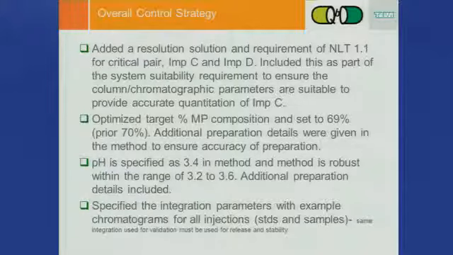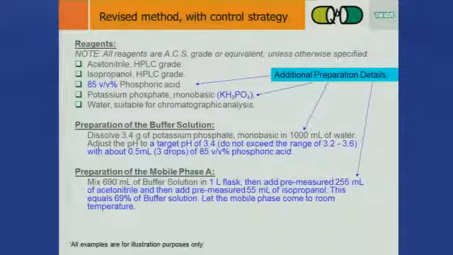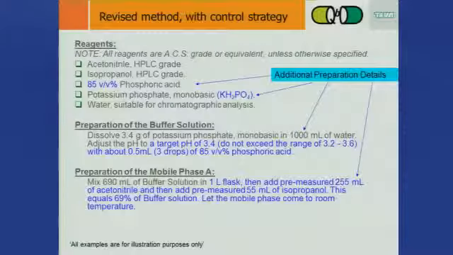Also, pH is specified as 3.4 in the method and is robust within a certain region. We included some additional preparation details. This wasn't absolutely necessary because it wasn't critical. And this is very, very important. We specified the integration parameters with example chromatograms for all standards. And I want to emphasize again, the same integration must be used for validation as is used for release and stability.